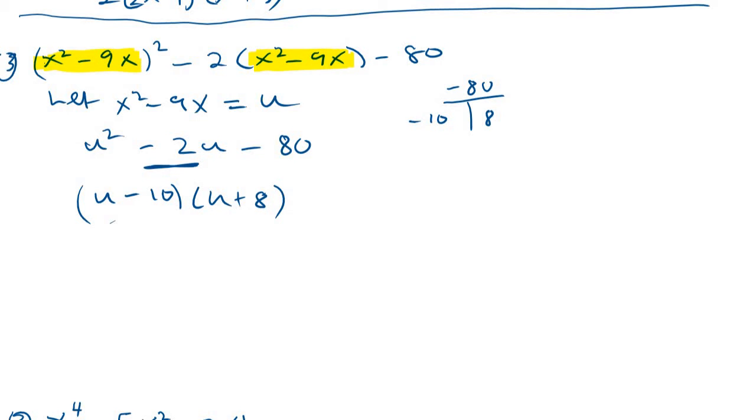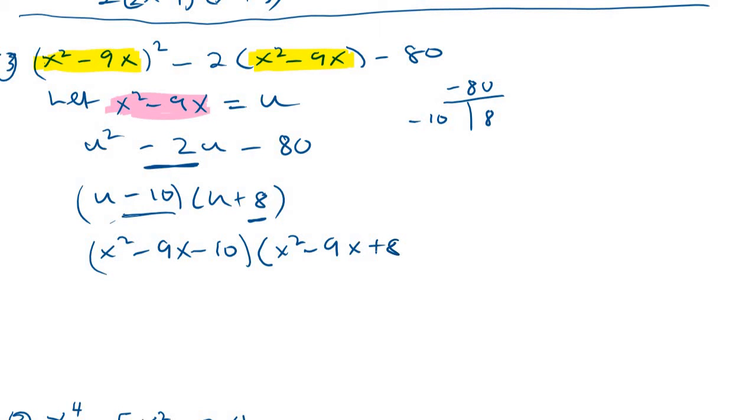So now our job is to go back and replace the u with x squared minus 9x, the original. You see, this was our u. Always go back and replace it. So let's do that quickly. So we're going to do x squared minus 9x. That's the u, okay? Then don't forget this negative 10, minus 10. Okay, we've done the first binomial. We go to the second one. So x squared minus 9x, and then don't forget the 8, plus 8.